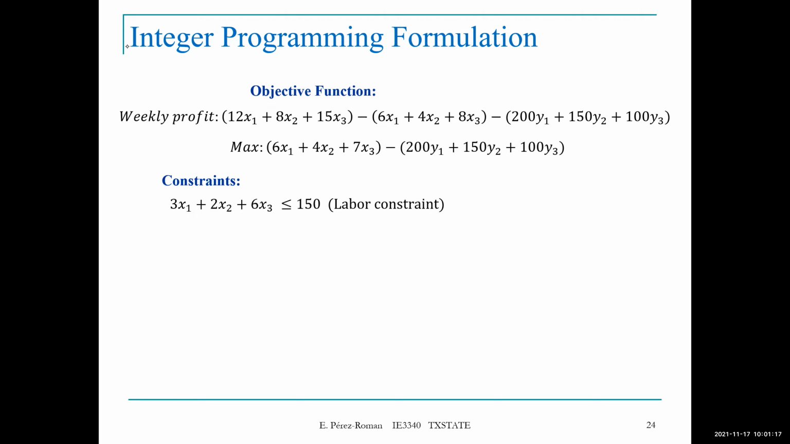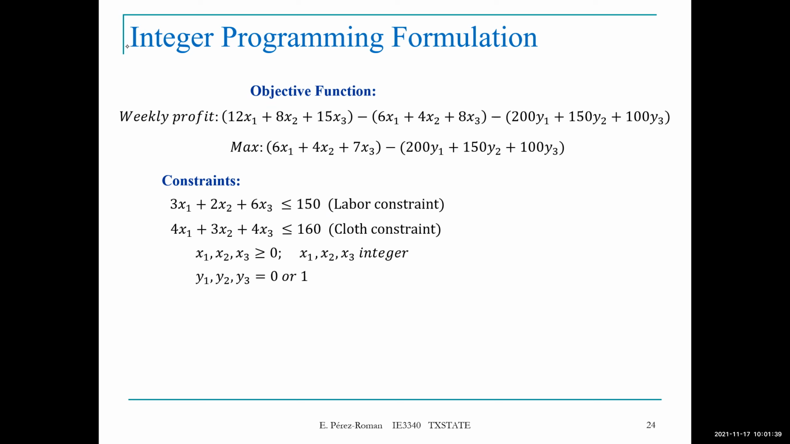And we are also having information about how long it takes to manufacture each product type. We also have a materials constraint, 160 square yards. And we know how much material is needed per product type. And then we know our decision variables have to be integer. Binary variables have to be integer as well.